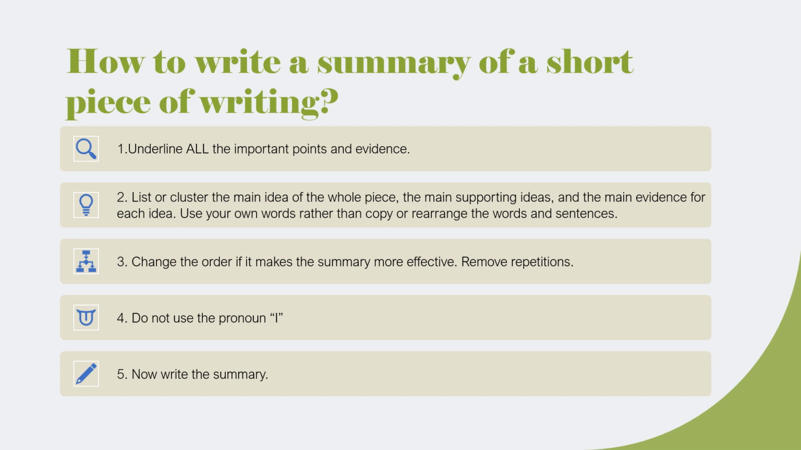Next up is that you make a list. When you're writing the summary for a short piece, as I said before with the CSEC exam, you are going to list or cluster the main idea of a whole point. You have to find that main supporting idea and the main evidence that comes with each idea. And this is what you're going to use to write your final piece of summary.